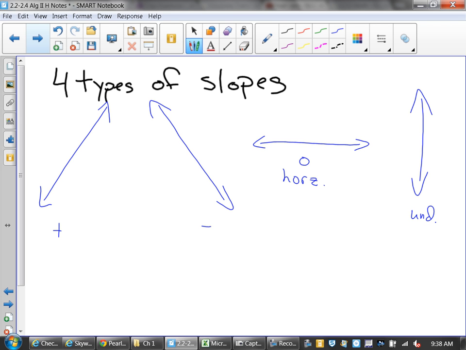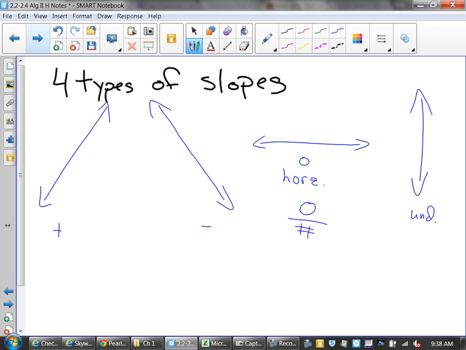If you have a horizontal slope, when you write out the fraction for your slope, where's the 0? The numerator or the denominator? The numerator, correct. That means in the fraction it's 0 over some number, because if it was 0 in the denominator, it would be undefined.